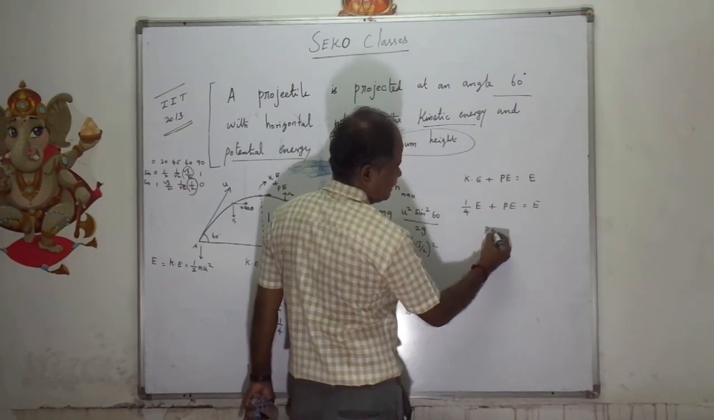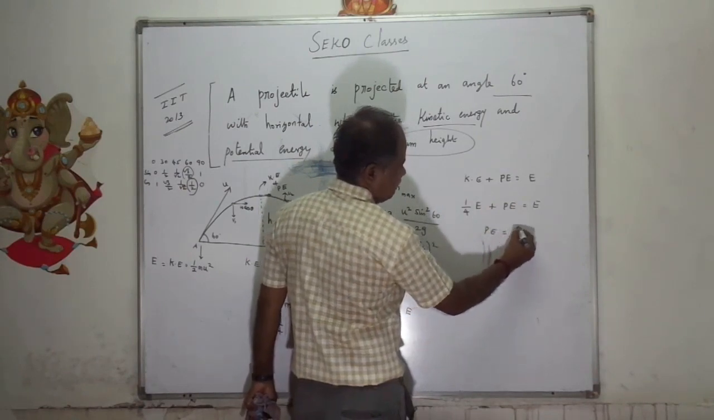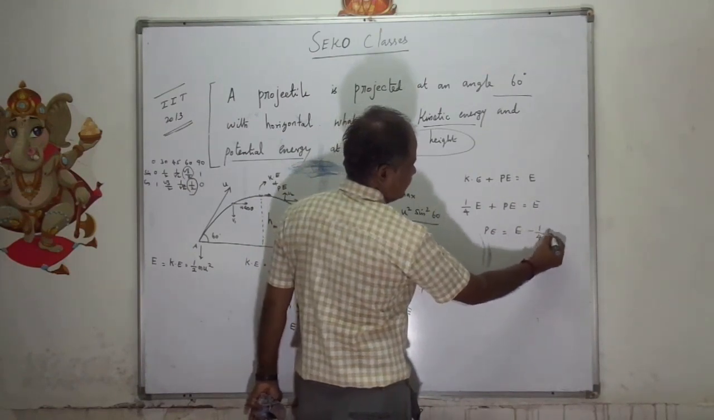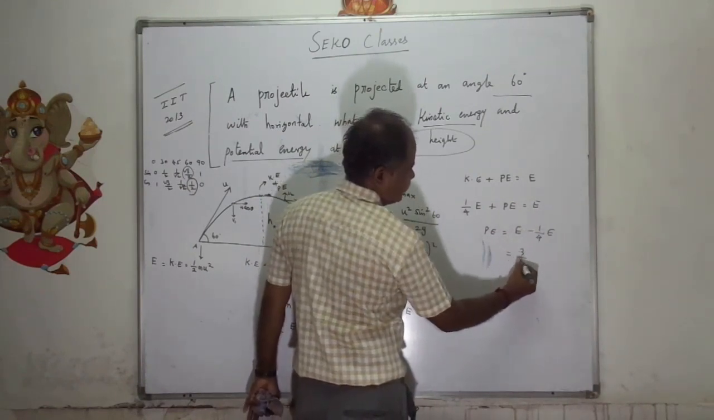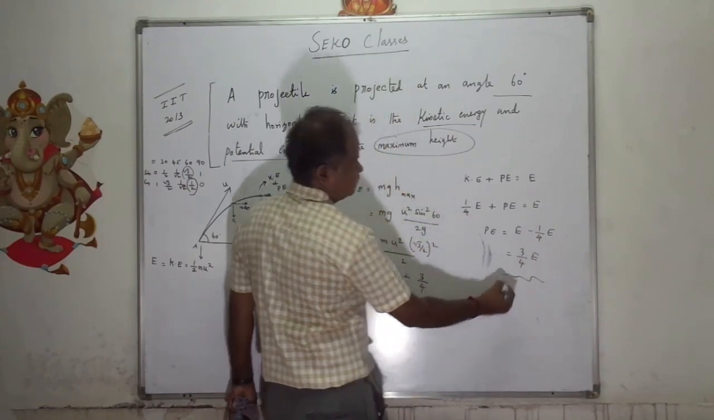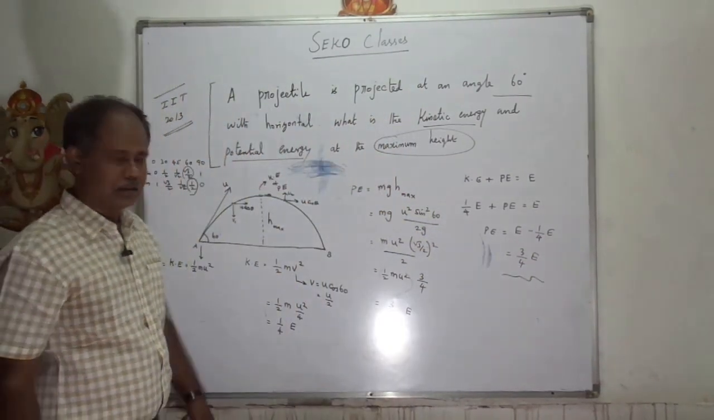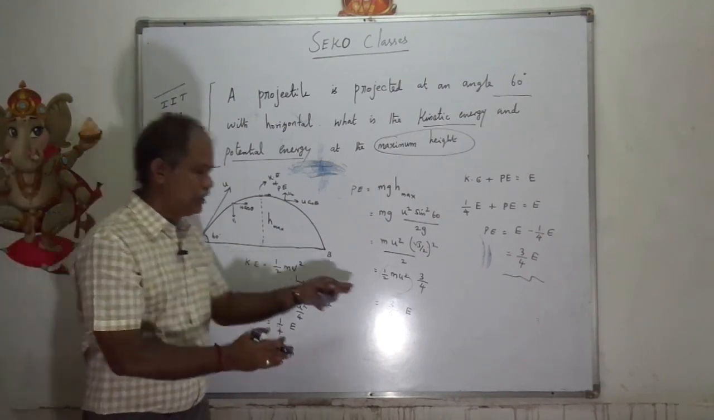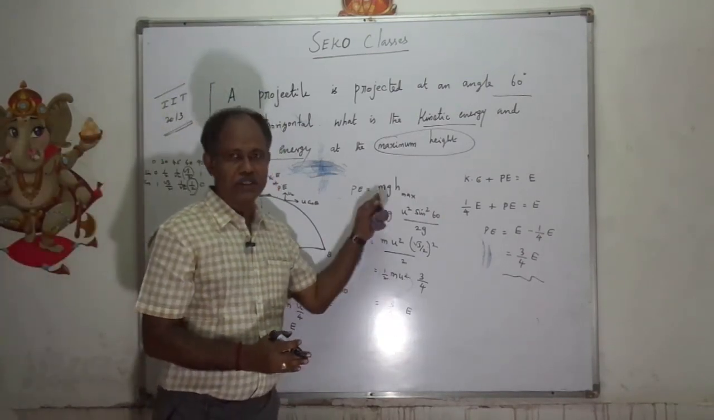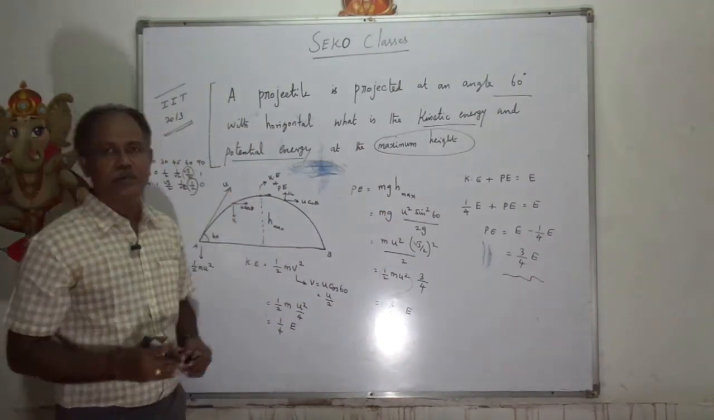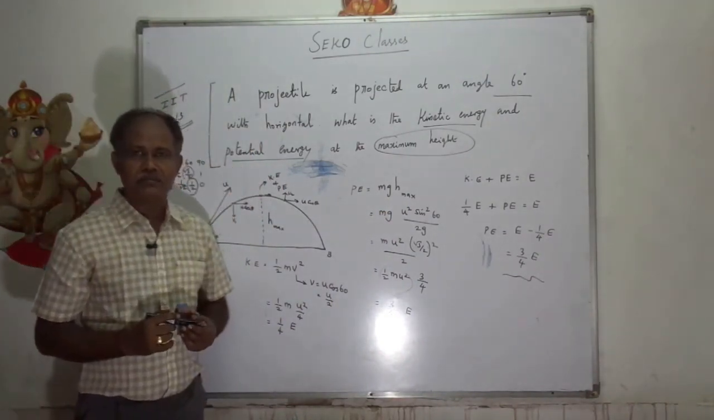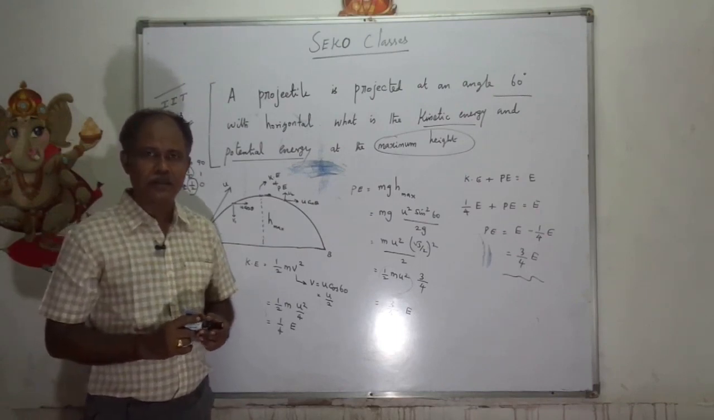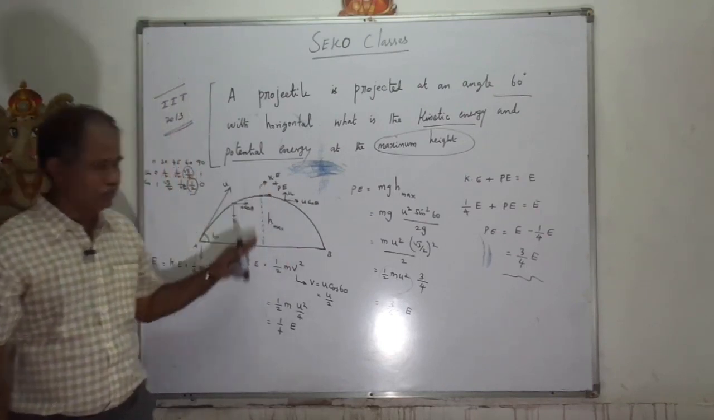Then potential energy is equal to E minus 1 by 4 E, that is what? 3 by 4 E. That 1 by 4th of total energy is kinetic energy, and 3 by 4th of total energy is potential energy at its maximum height. Okay? Are you able to follow?